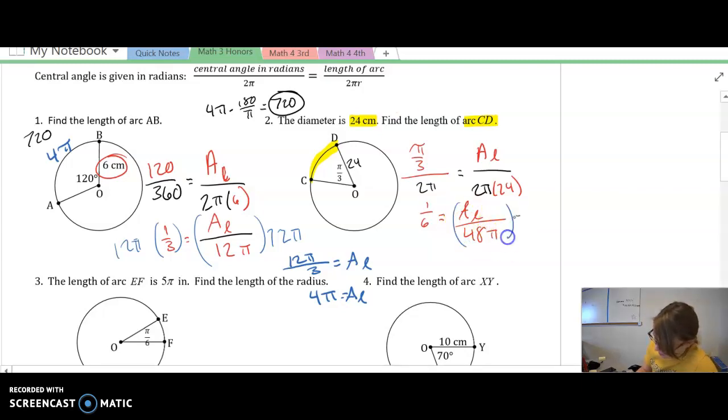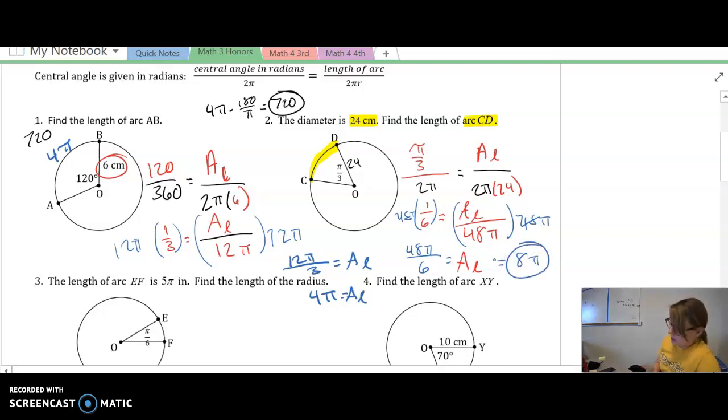We're going to multiply by 48 pi on both sides. And now we have 48 pi over 6 equals my arc length. We're going to reduce that fraction. When we reduce 48 over 6, we get 8 pi. And since we started in radians, we're ending in radians. So this is 8 pi.